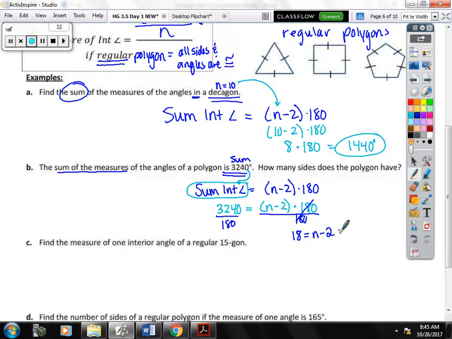So 18 is equal to n minus 2. And lastly, we would add 2 to both sides to get n equals 20. And so that has 20 sides. You should tack on the word sides at the end if they ask how many sides. Just like up here, we tacked on degrees.